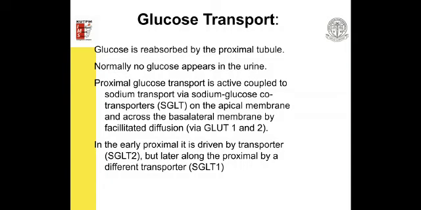Proximal glucose transport is actively coupled to sodium transport via the sodium glucose co-transporter on the apical membrane, and across the basolateral membrane by facilitated diffusion depending on glucose transporters 1 and 2. The early proximal tubule is driven by transporter SGLT2, but later along the proximal tubule it is by SGLT1.